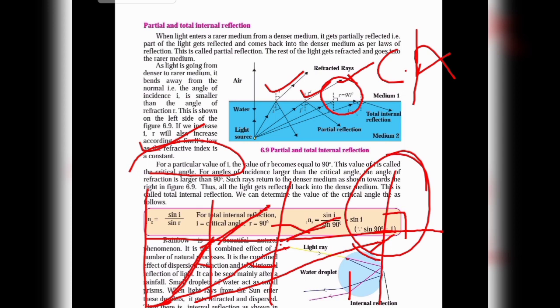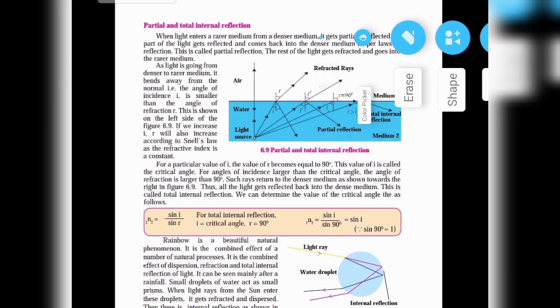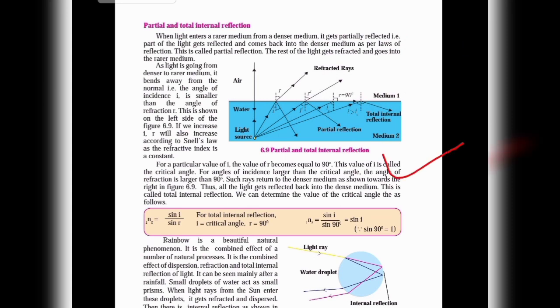At that point the angle of refraction becomes 90 degrees, and when we increase it more, we get a point at which the rays are returned to the same medium. Here is shown total internal reflection, that means it returns into the same medium. It is shown that the angle of refraction is larger than 90 degrees.